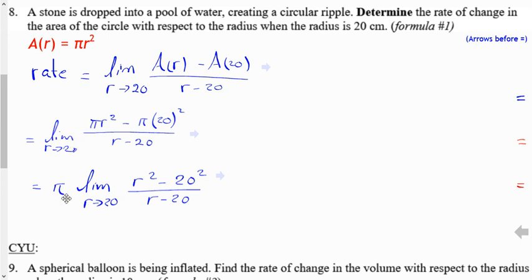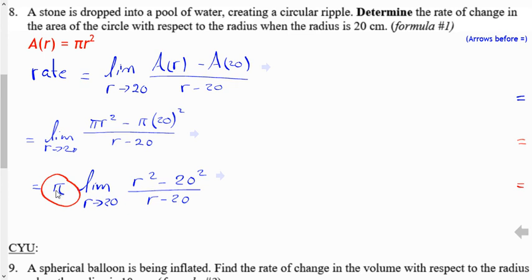This is one of those properties that was displayed on page 13 of your textbook. From way back, we looked at that. One of those properties of limits that we're able to do. Because this is a common factor that doesn't have an r in it, as r approaches 20, that doesn't change this value of pi, so I can pull it out in front as a common factor.